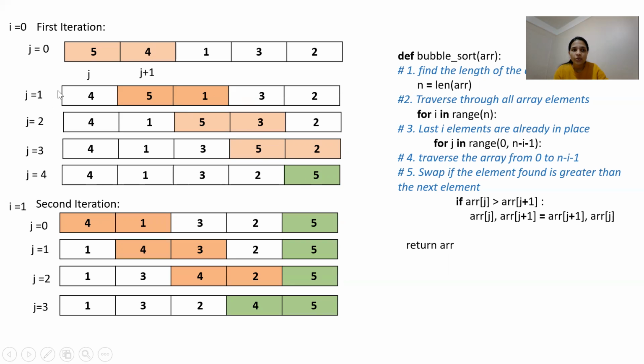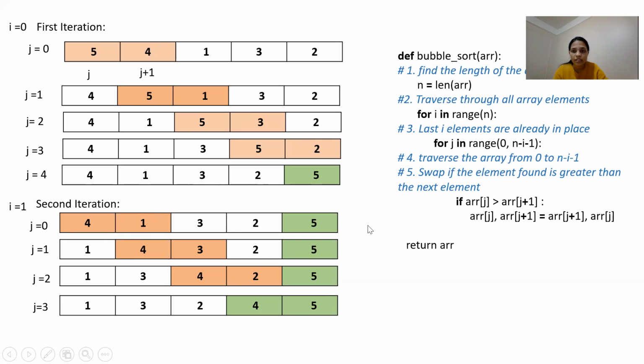Now I'm going to do the second iteration. Here I'm going to increment my i value to 1. I'm going to compare the elements only from 0 to 3, because now my fifth position with the 5 is already in its position, so I don't need to go back and check. For that purpose, I'm doing n minus i minus 1, because each time I go to the second iteration or third iteration, I keep on reducing the size of my array.